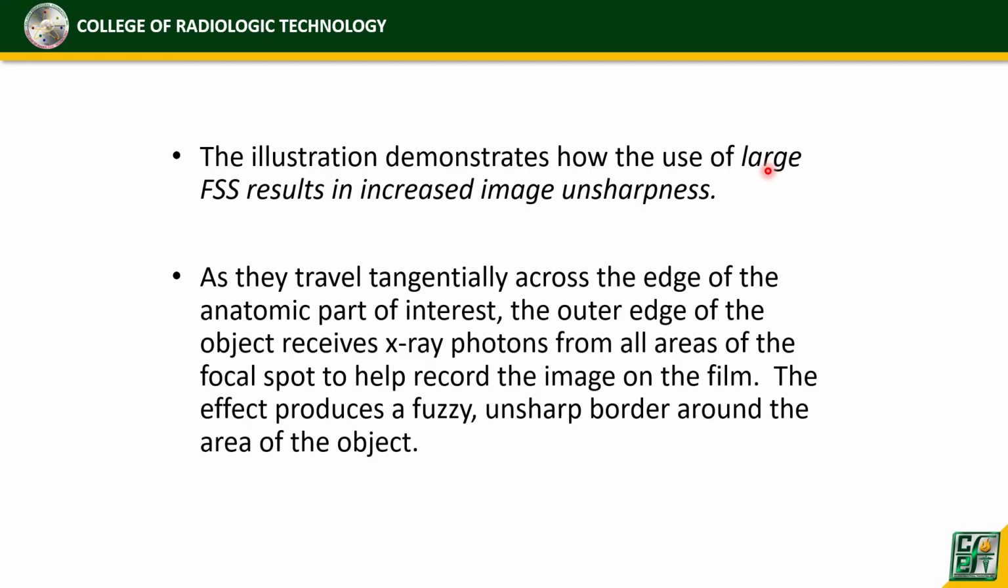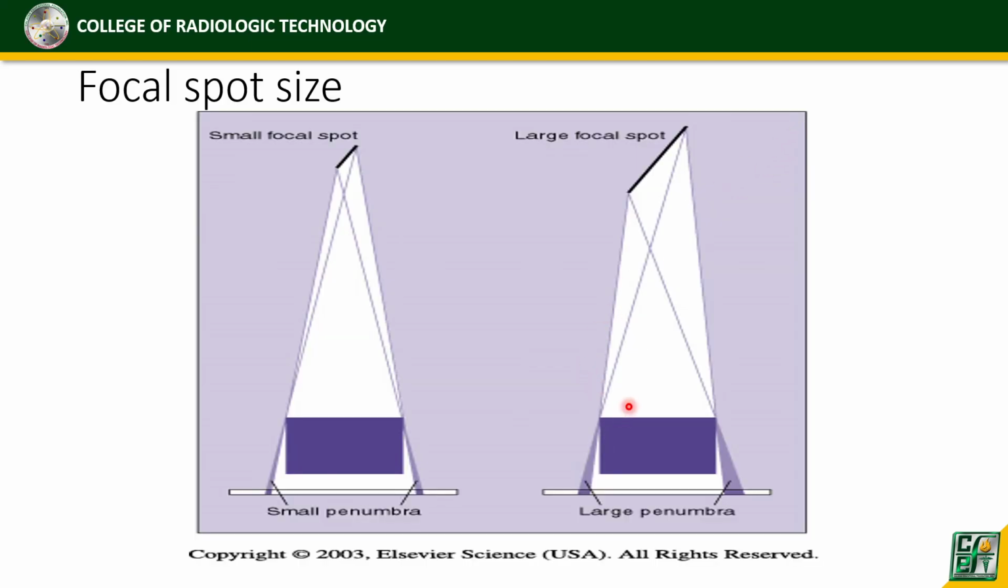Okay, so ayan nga yung sinabi natin. Large focal spot size results in an increased image unsharpness. As they travel tangentially across the edge of the anatomic part of interest, the outer edge of the object receives X-ray photons from all areas of the focal spot to help record the image on the film. So the effect produces a fuzzy, unsharp border around the area. So dito nagda-diverge yung sinasabi ng statement. Okay?